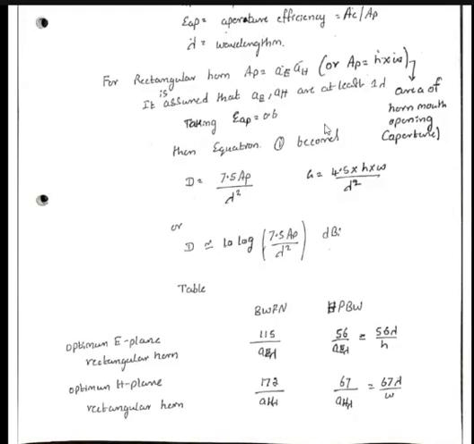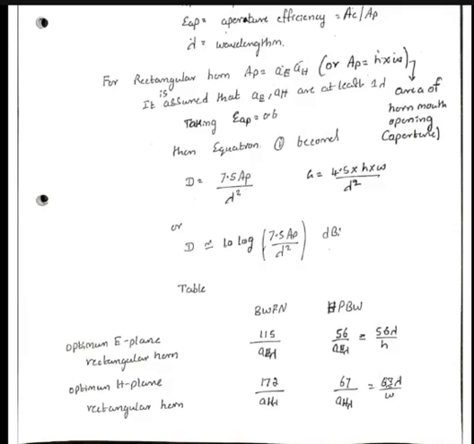And lastly, there are the beamwidth between first nulls and the half power beamwidth. Directly you can write this formula: 115 divided by A_E over lambda, and 172 divided by A_H over lambda, with the suffix, remember. And the half power beamwidth is almost half of that: 56 divided by A_E over lambda, or 56 into lambda divided by H.